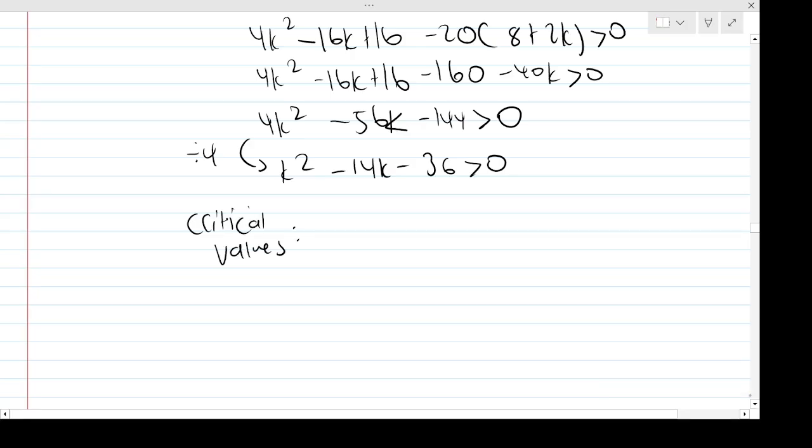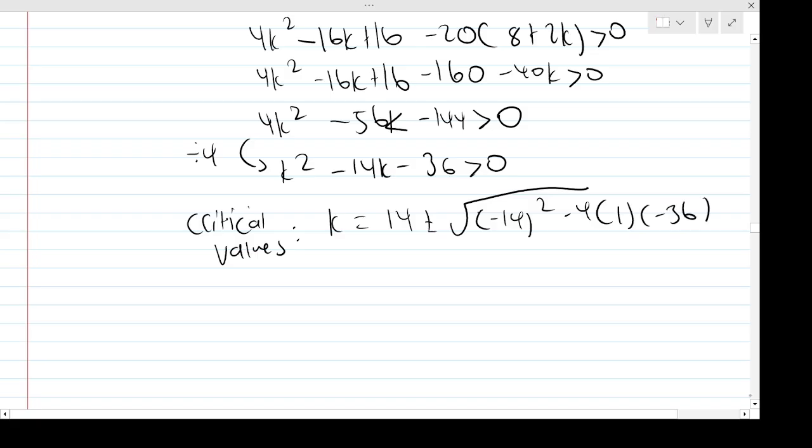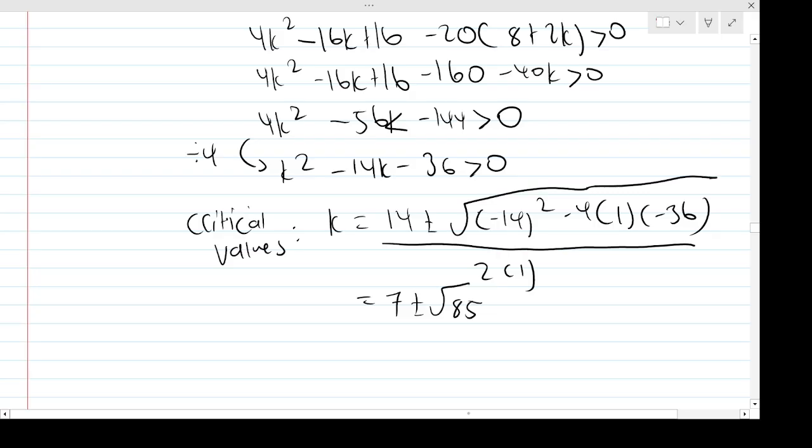So I'm going to just probably use the formula here, just to write it down. So k would be plus 14 plus or minus the square root of minus 14 all squared, minus 4 lots of 1 and then minus 36, all over 2 lots of a, so 2 lots of 1. So that would get me 7 plus or minus root 85.